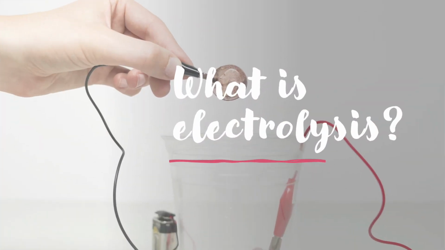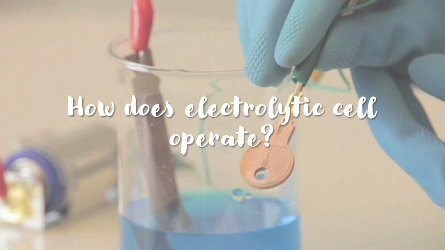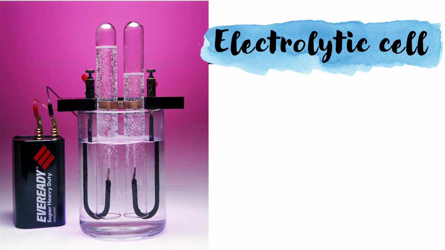First, what is electrolysis? It is a chemical process that uses electricity for a non-spontaneous redox reaction to occur. Next, how does an electrolytic cell operate? An electrolytic cell is a type of electrochemical cell. Let's examine the components of an electrolytic cell.